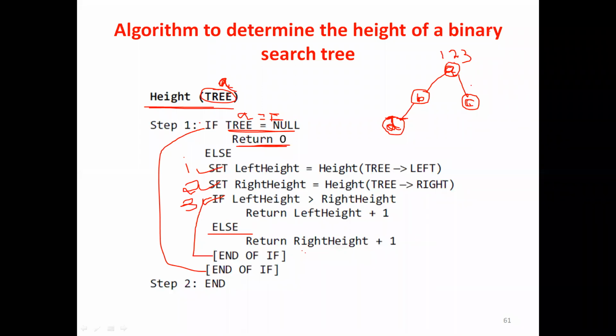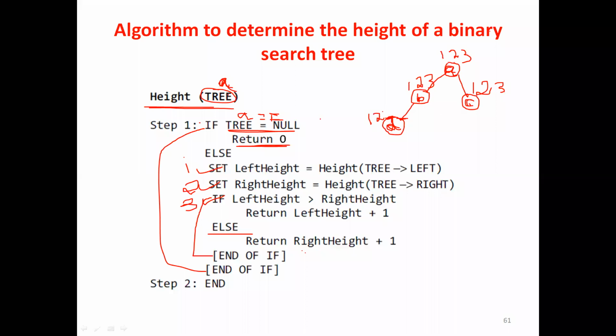So for each and every node I'll execute 3 steps. Why? Because some node is there, some value is there, some address is there. That's why it is executing 3 steps. 1, 2, 3. Okay, fine.